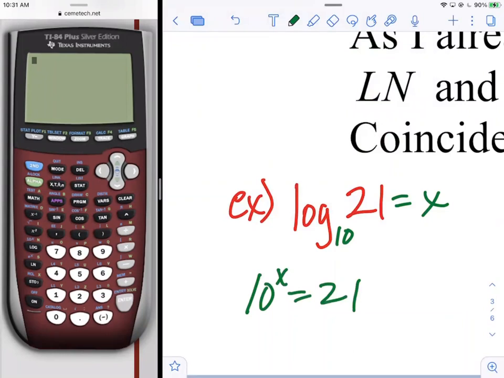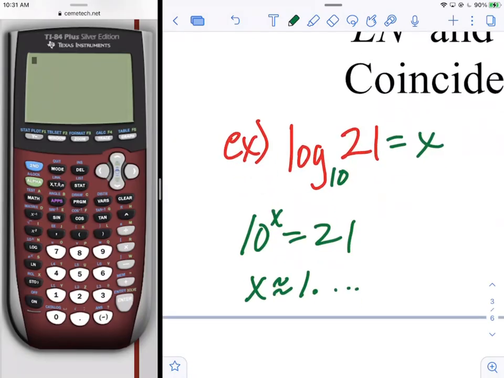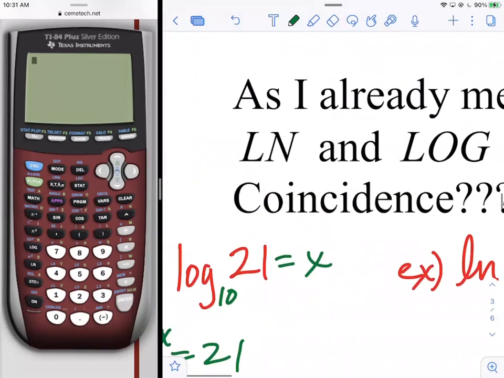Well, golly, 10 to the first is 10. That's too small. But 10 to the second is 100. That's already way too big. So I don't know much about the solution other than it's going to be 1 point something, right? And it's going to be some number that's probably closer to 1 than it is to 2, because 21 is closer to 10 than it is to 100. Well, luckily your calculator is programmed to do base 10 and base E.